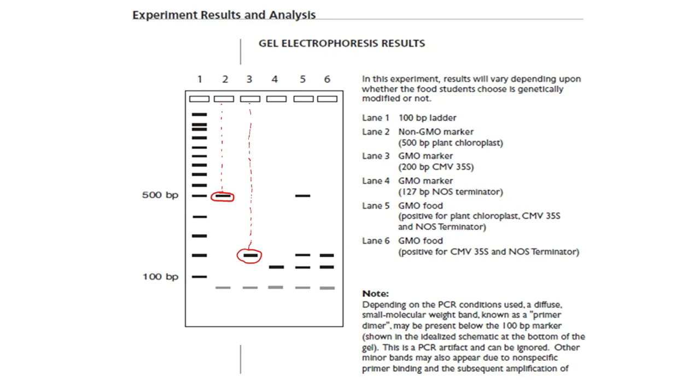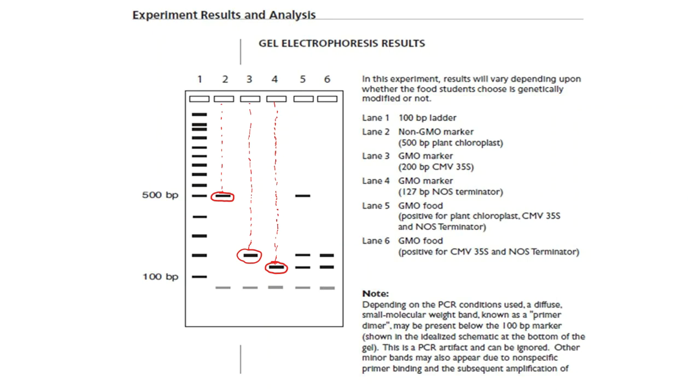Lane number 4 is another GM marker, and this marker is going to focus on another different type of genetic modification, and this is the NOS or NOS terminator. Terminator means it ends, right? So this again is a very common genetically modified piece that shows up in almost every single type of genetic modification as far as food's concerned. So this is another GM area that I can look for, and this is showing up at about 127.